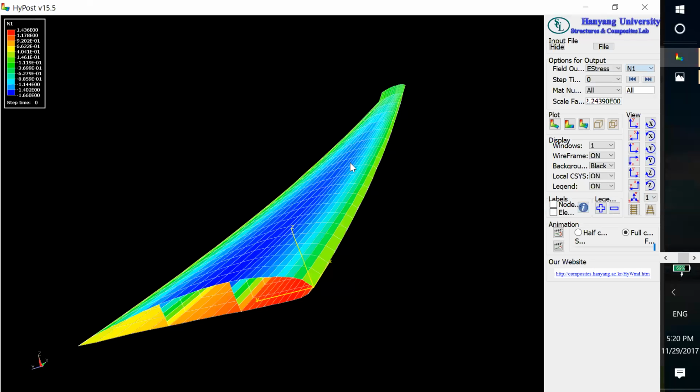You have to consider it in your design. Okay, buckling. Where does it happen? Compression. Okay, compression. Don't forget this. The compression.